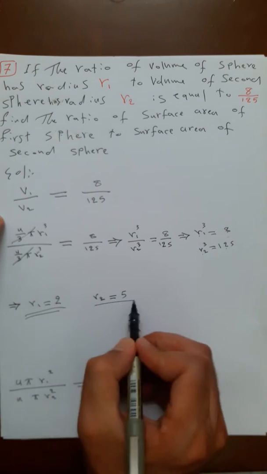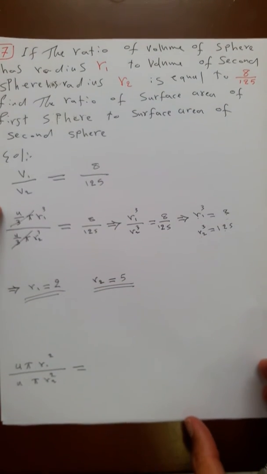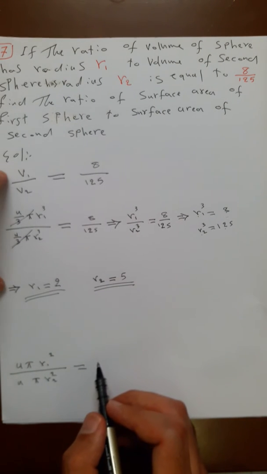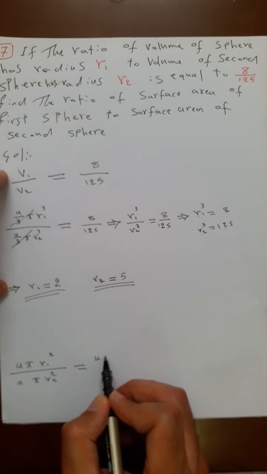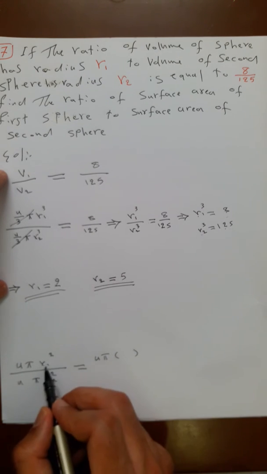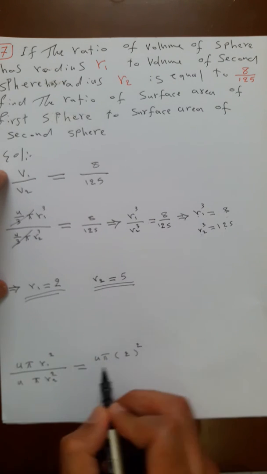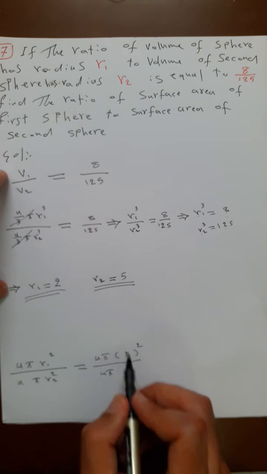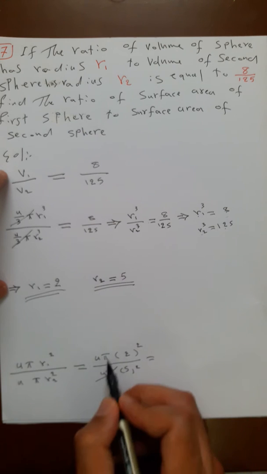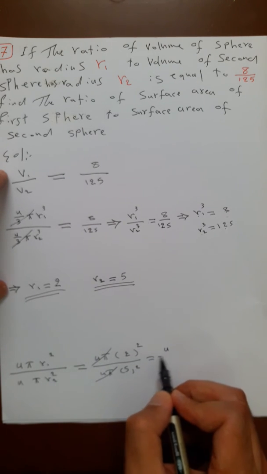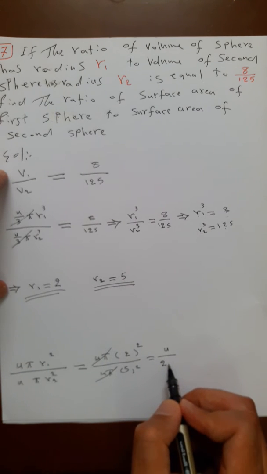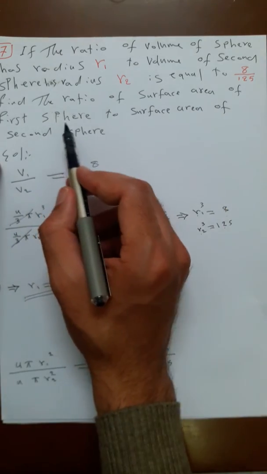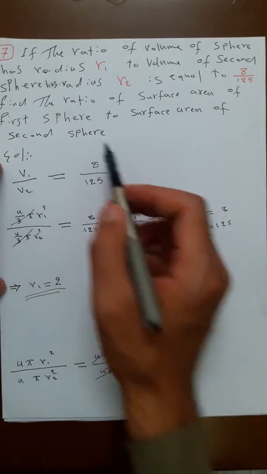This is the value of R1 and this is the value of R2. Now, to find this ratio, I will substitute R1 and R2 in this rule: 4 pi multiplied by R1 square, R1 is 2, 2 square, divided by 4 pi multiplied by R2 square, R2 is 5, 5 square. This is equal to 2 square, which is 4, divided by 5 square, which is 25. This is the ratio of the surface area of the first sphere to the surface area of the second sphere.